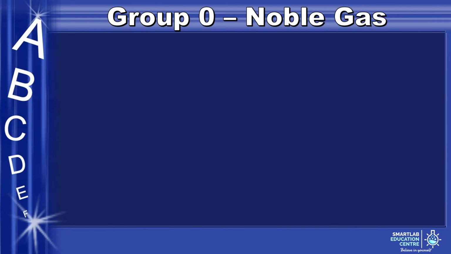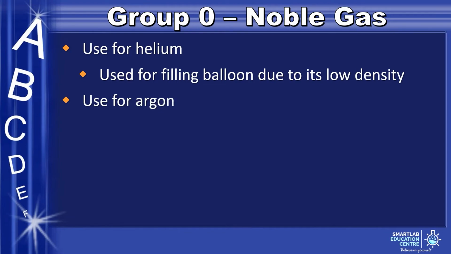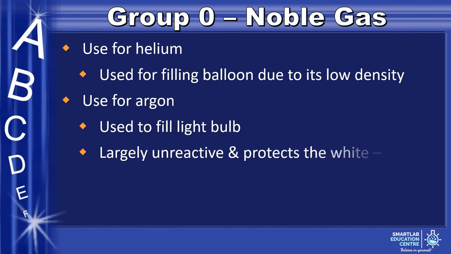Helium, which is a noble gas, is used for filling balloons due to its low density. And on the other hand, argon is used to fill light bulbs, and is largely unreactive and protects the white hot filament from vaporizing, and argon is also cheap due to its abundance.